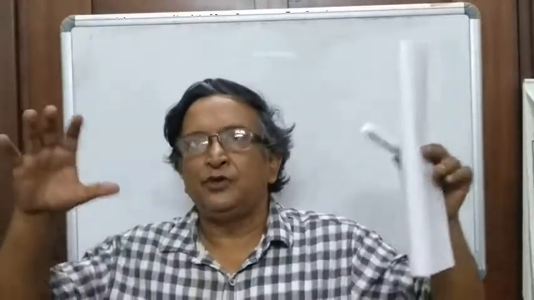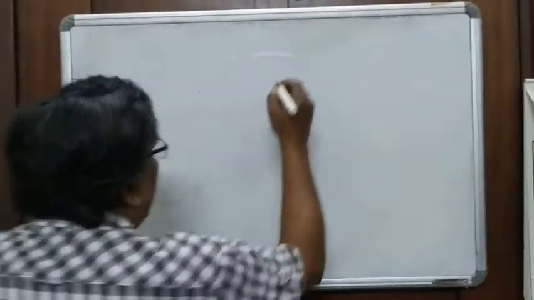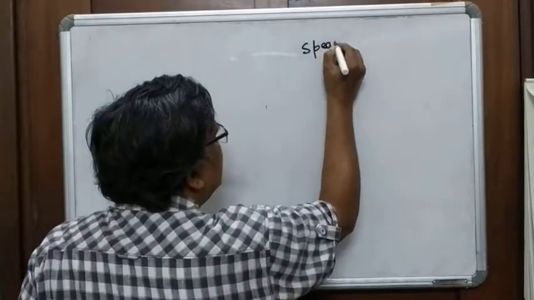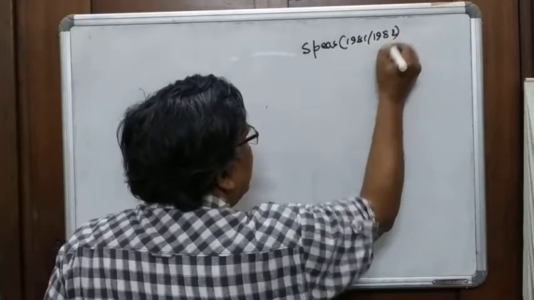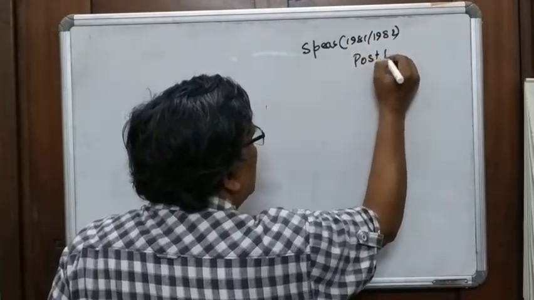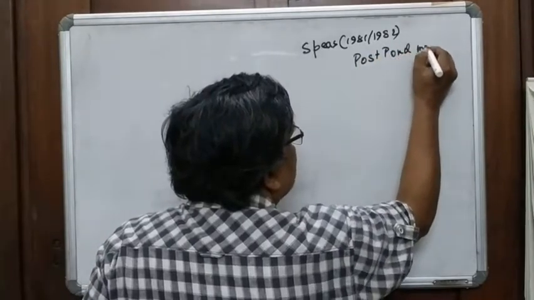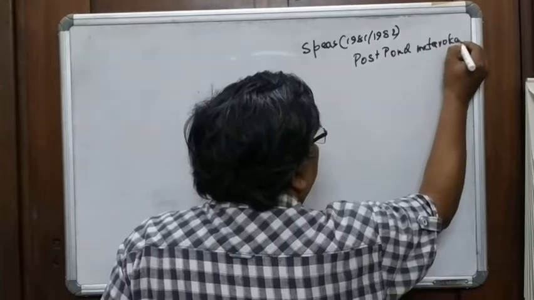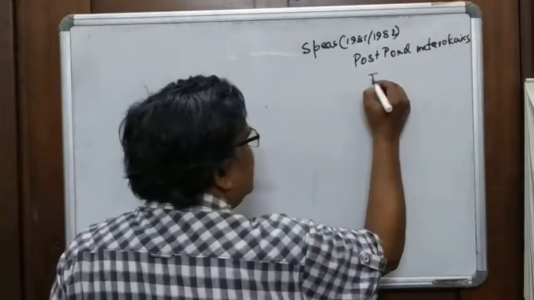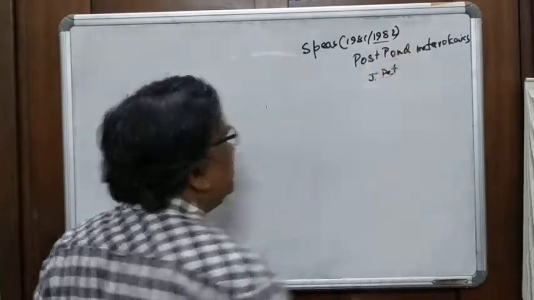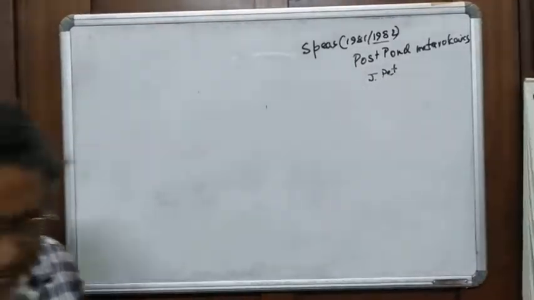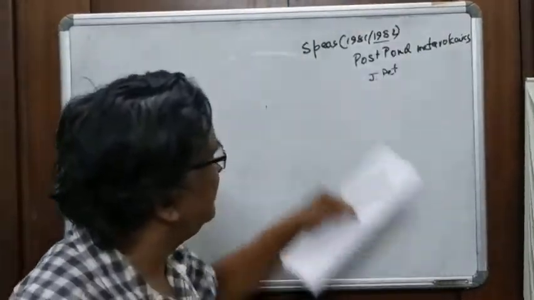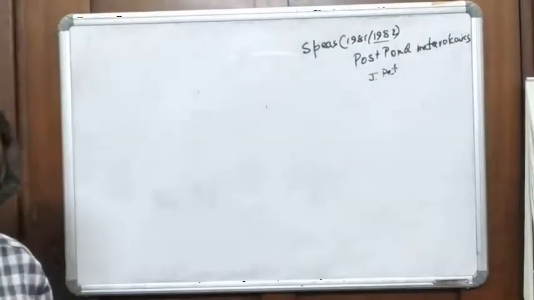This is from a paper by Spear, a very famous person, I think 1981 or 82, something like that. The paper is on post-pond metavolcanics, and it was published in the Journal of Petrology. So that's quite an old paper, 40 years ago, and it still is taken as a wonderful paper to do repeated projections. You can search Spear, post-pond volcanics, Journal of Petrology and you will get only one reference.